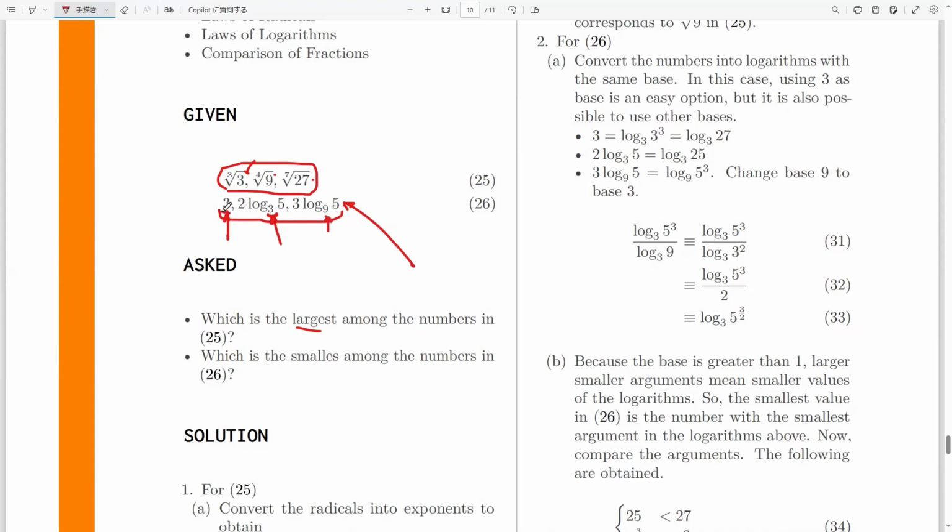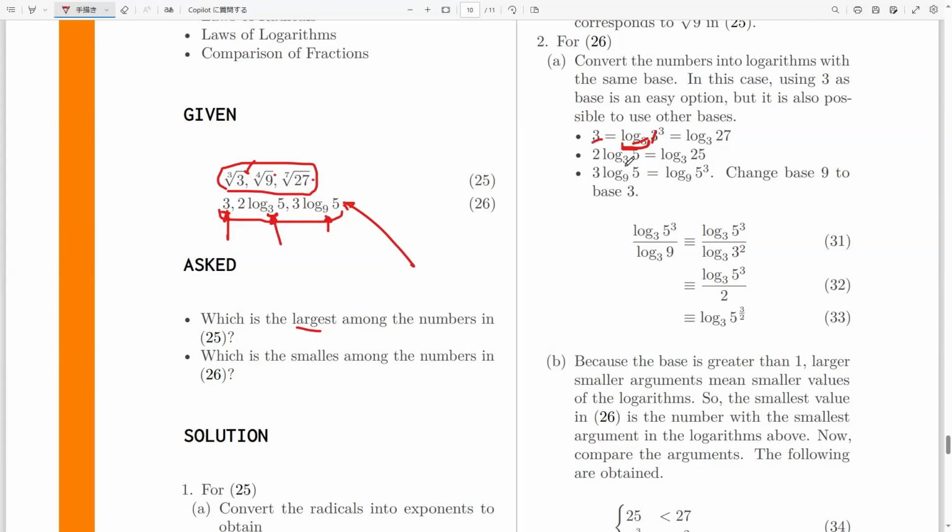So how will you turn this 3 into a logarithm? Well, you have a logarithm of base 3 of 3 to the third. Because if you do this, the logarithm and the base cancel, so you're left with 3. And so 3 is equal to the log to the base 3 of 3 cubed. We want that log base 3 because we want to compare all of them with the same logarithmic base. So 3 cubed is 27, so log base 3 of 27, that's the first number.